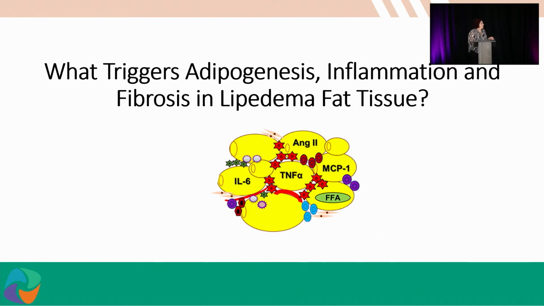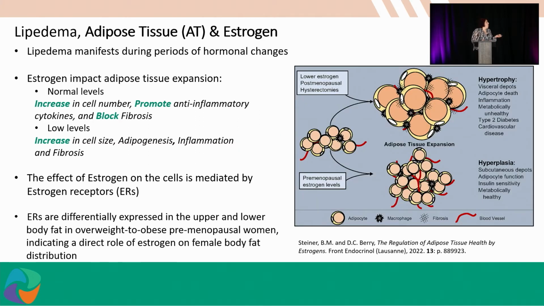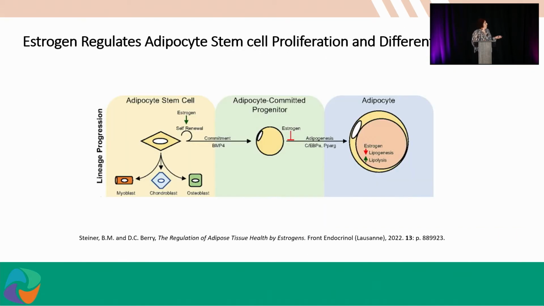So this is what you know, but since our aim is to find a treatment for lipedema, we first need to know what triggers the increase in fat, inflammation, and fibrosis in lipedema adipose tissue. One hypothesis that we've been working on is that hormones, and in particular estrogen, might impact the development of lipedema. This is based on the following facts. First, we know lipedema manifests during periods of hormonal changes, and estrogen itself increases the expansion of fat tissue.